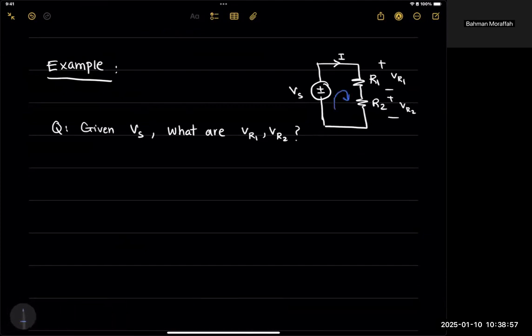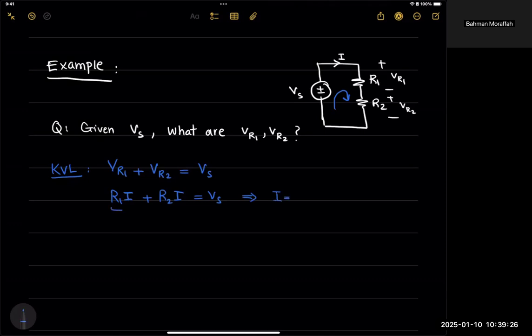So if I write a KVL, what I have here is V of R1 plus V of R2. That should be the exact same as V of S. This is basically the KVL. But what we do know is that V of R1 is R1 times I, V of R2 is R2 times I, and V of S is just a number, it's given to us. Therefore, we can compute I from here.